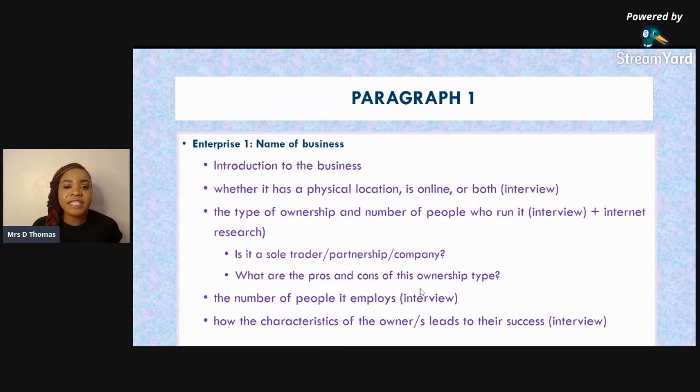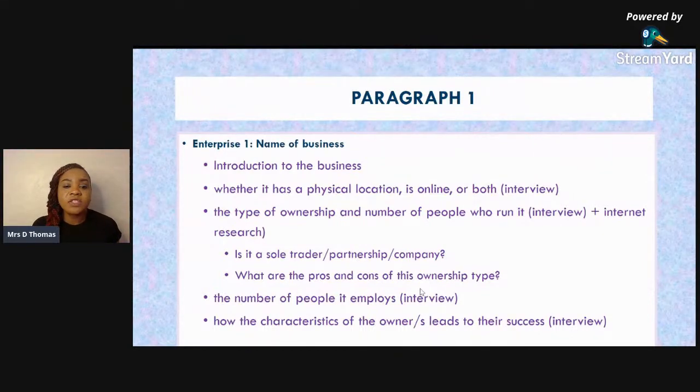The number of people it employs: is it one, is it two, is it three, is it four? How many people do they employ? You need to interview for these. So on here, you see where it says interview. Please base your questions off the bullet points that say interview in brackets at the end.